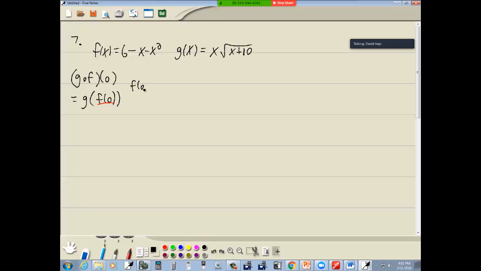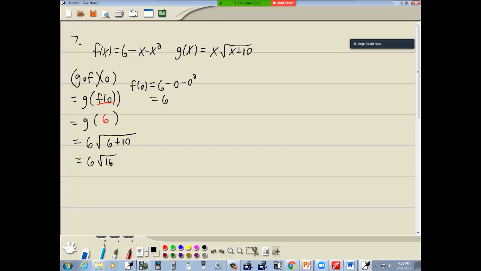So over here on the side, f of 0, this is just evaluating this function. I'll put 0 in everywhere I have an x, which then gives us 6. So then I can replace the f of 0 with 6. And then we're going to find g of 6, so we're going to go to our g of x, and I'll put 6 in everywhere we have an x. So I have 6 square root of 6 plus 10.